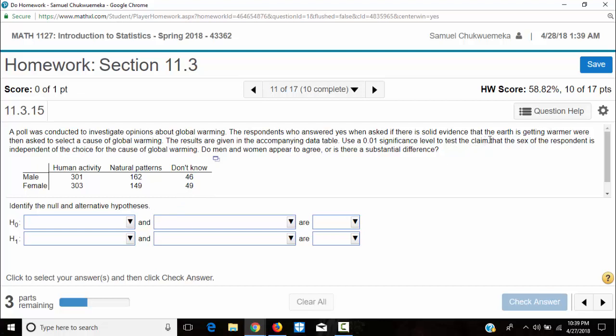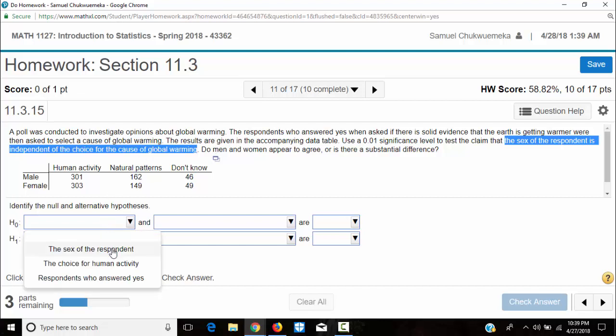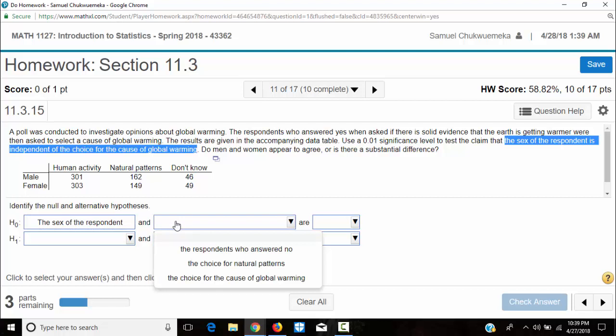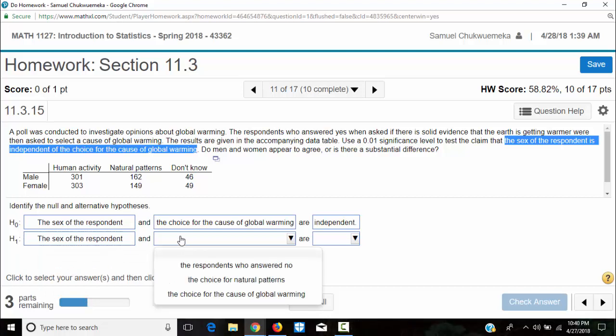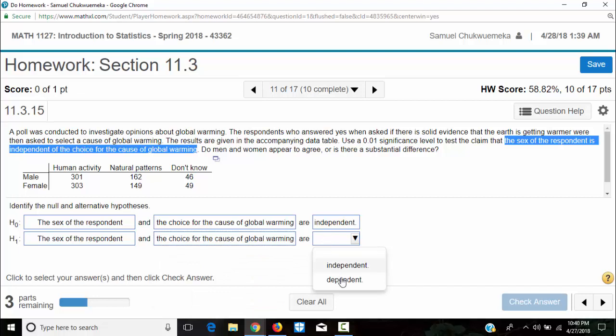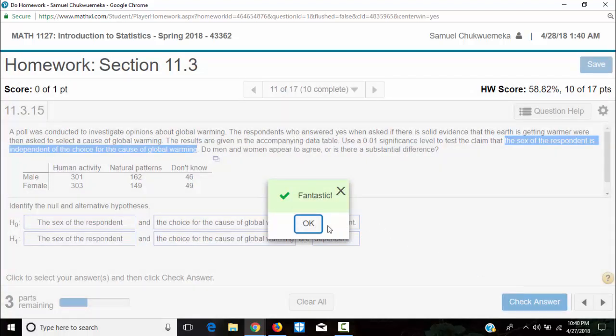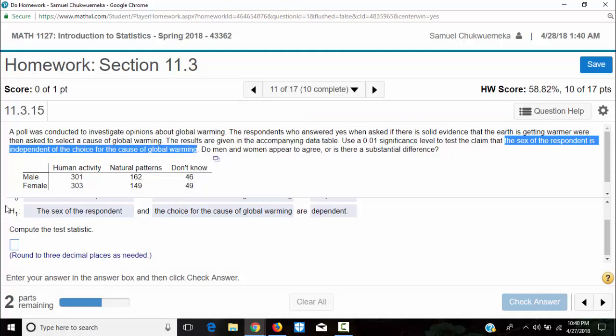Identify the null and alternative hypotheses. The null is that the sex of the respondent and the choice for the cause of global warming are independent. The alternative is that the sex of the respondent and the choice for the cause of global warming are dependent. Now compute the test statistic.